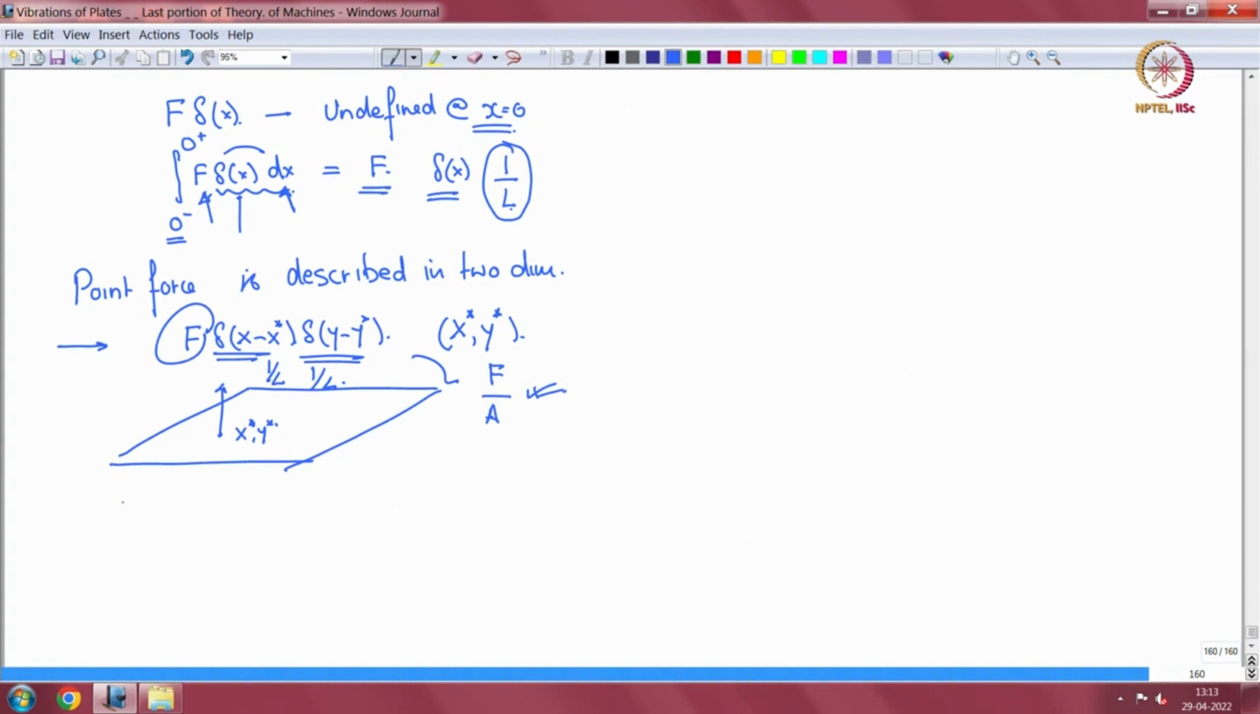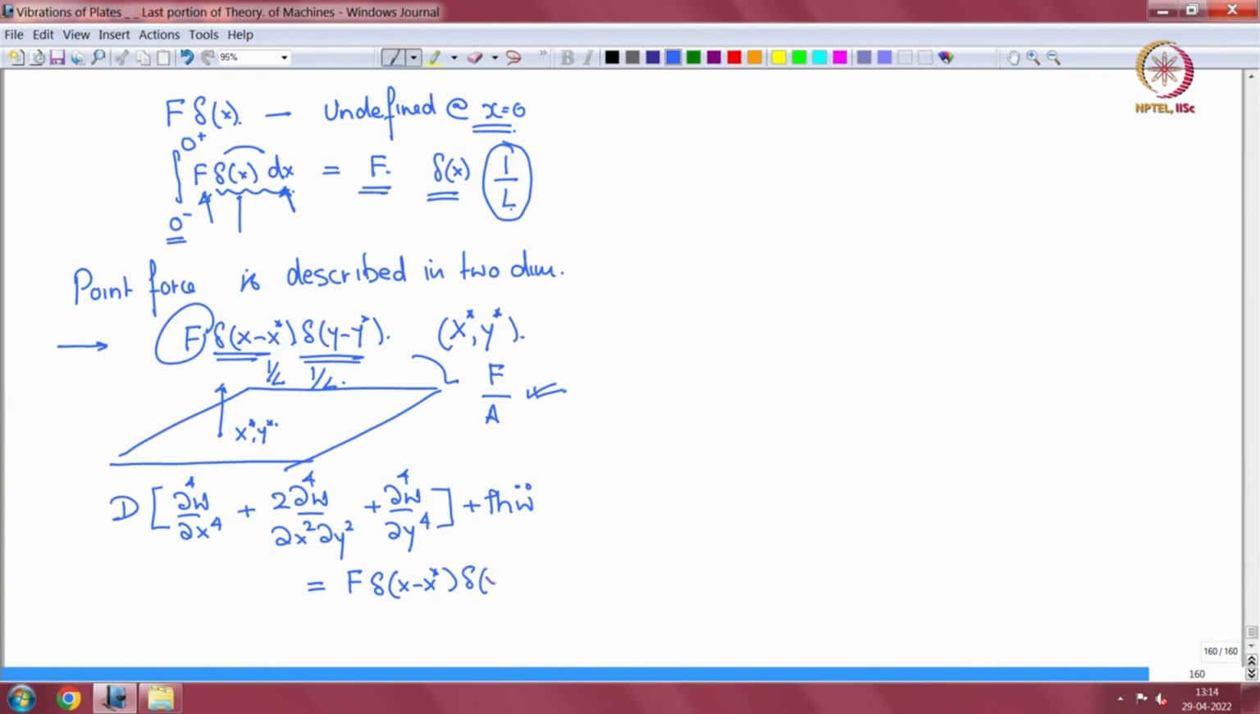So now what? I have del 4 w del x4 plus twice del 4 w by del x square del y square plus del 4 w by del y4 plus rho h w double dot, and the force now F delta x minus x star, delta y minus y star e to the power of j omega t. So this is my Q3 star.